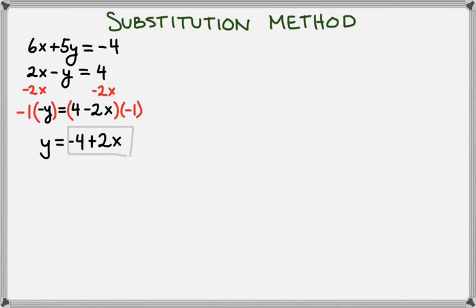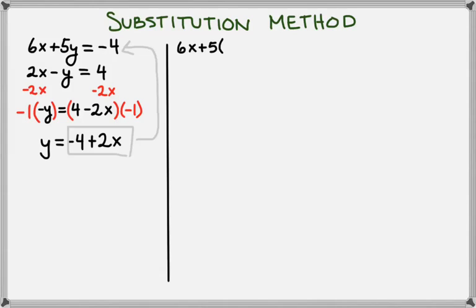Now that we've written y in terms of x, what we want to do is plug that back in for y in the other equation. We don't want to plug this into the equation that we got it from, because what would happen is things will just cancel down, and it'll cancel down to 4 equals 4, which is true, but it's not very helpful. When we plug it into the other equation, what we'll be able to do is solve for x.